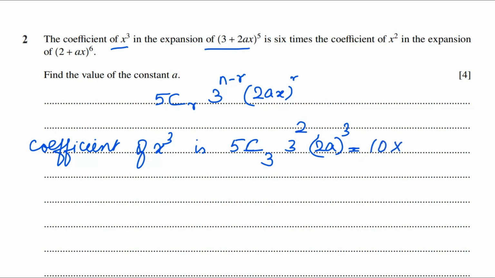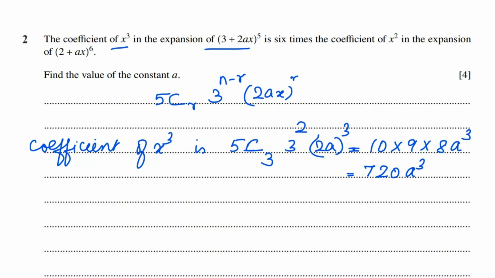So this is equal to 10 multiplied by 9 multiplied by 2 cubed, which is 8, multiplied by a cubed. And this is equal to 720a cubed.